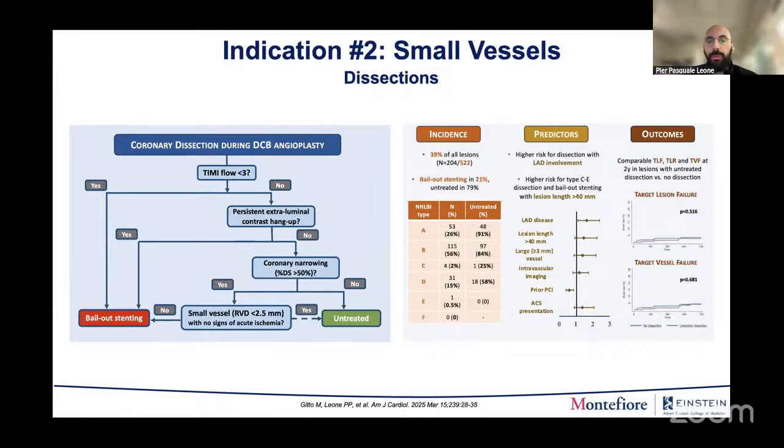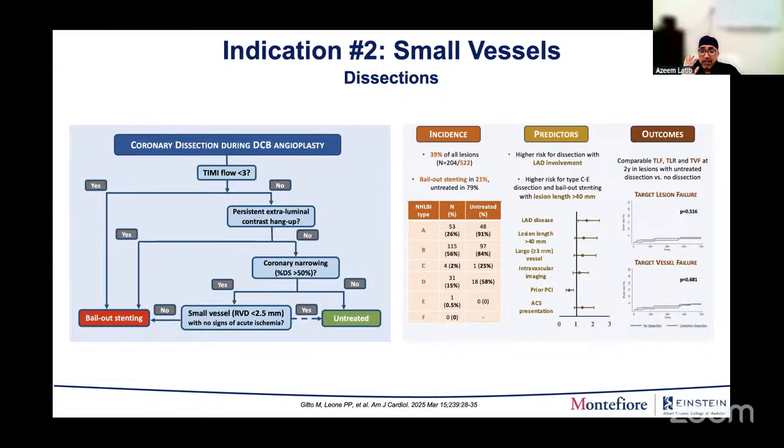Then if you do see persistent extraluminal contrast, that also might not make you happy and you might consider bailout stenting. And as Dr. T was saying, whenever we see a coronary narrowing within a true lumen, wherever the contrast is flowing, with a diameter stenosis of more than 50%, that might ring a bell to go ahead and think about bailout stenting. So I think there are multiple levels that we need to assess.